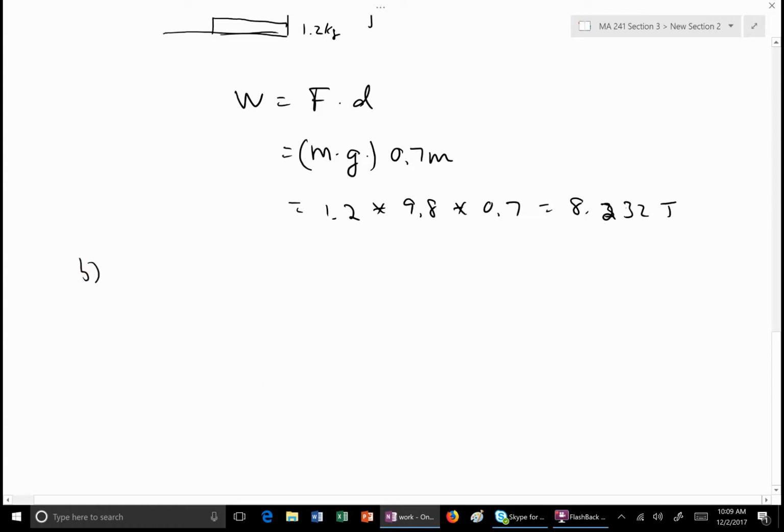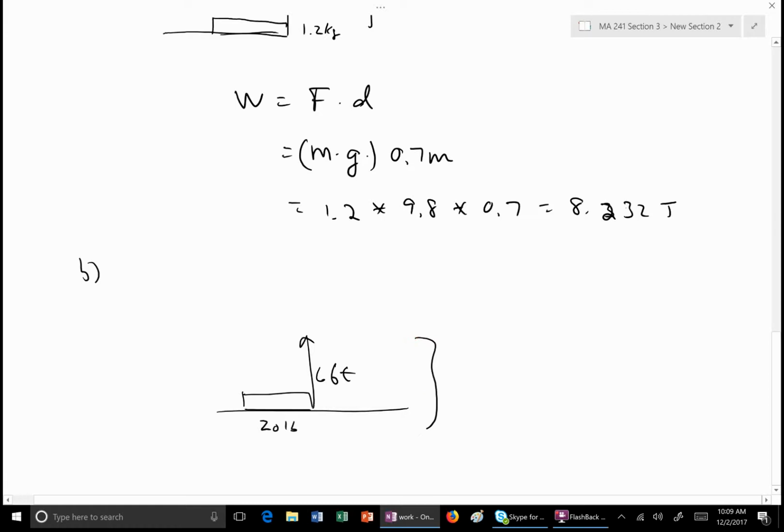Okay, so part B is now switching over to the English system. So it says, okay, suppose you have a book that's 20 pounds. I've had a few of those. Okay, so this is 20 pounds. And now you want to raise it a distance of 6 feet. Okay, how much work is required?